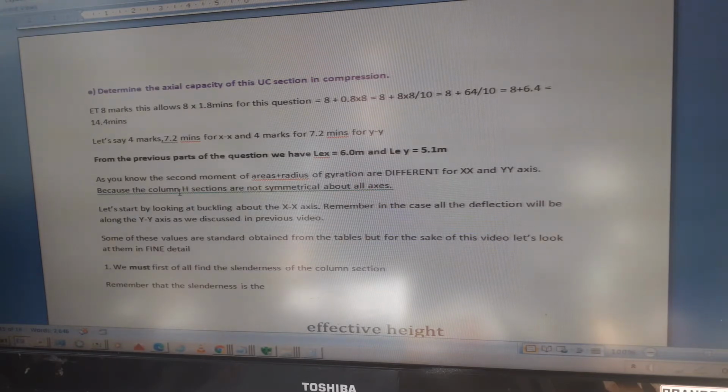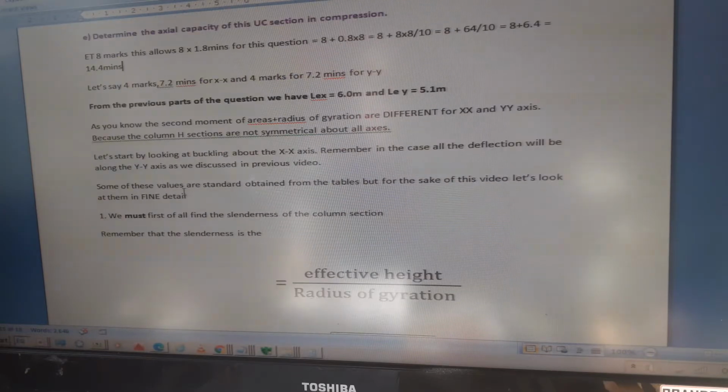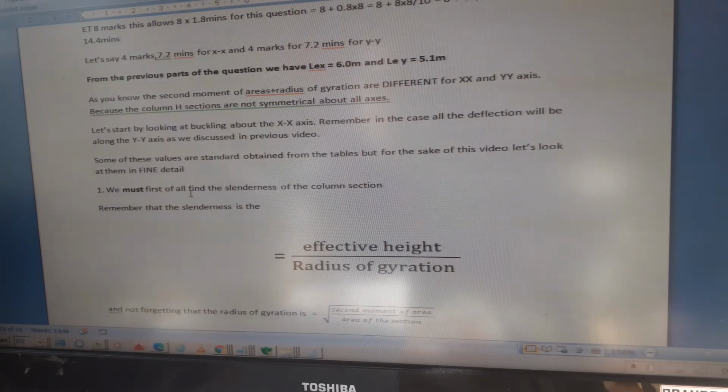So let's start by looking at buckling about the x-axis. Remember, in this case, all the deflection will be along the y-axis, as we discussed in a previous video. Some of these values are standard, obtained from tables, but for the sake of this video, let's look at them in fine detail. So number 1, we must first of all find the slenderness of the column section.